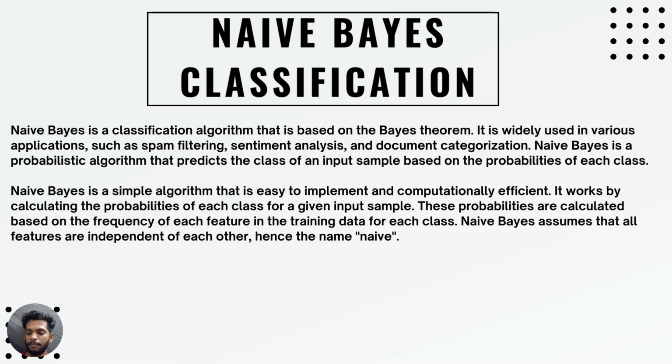Let us take an example. Let's say we want to classify an email as spam or not spam. Based on the presence of certain words, the Naive Bayes algorithm will calculate the probability of each word given the class label, and then multiply them together to get the overall probability of the email being spam or not spam. There are different types of Naive Bayes algorithm such as Gaussian, multinomial, or Bernoulli.